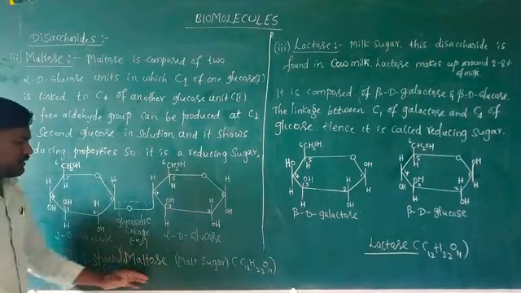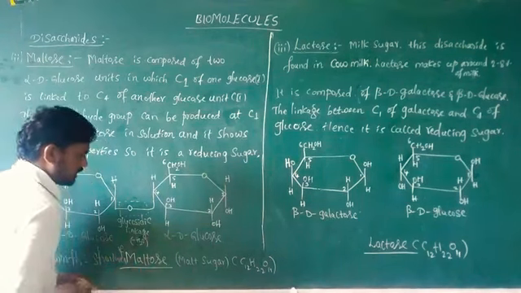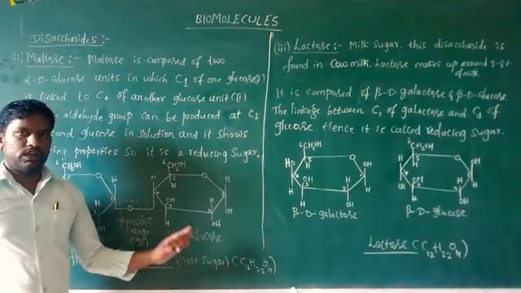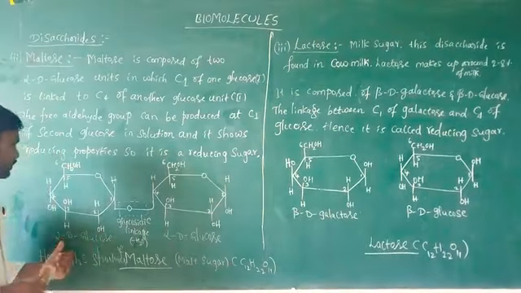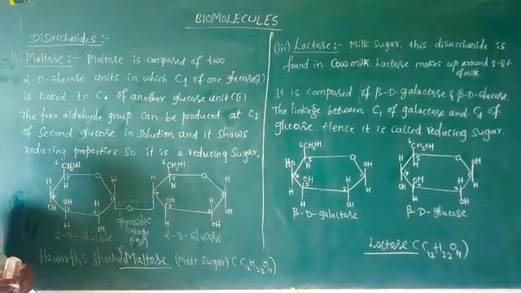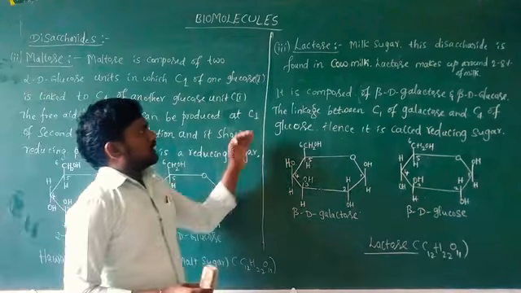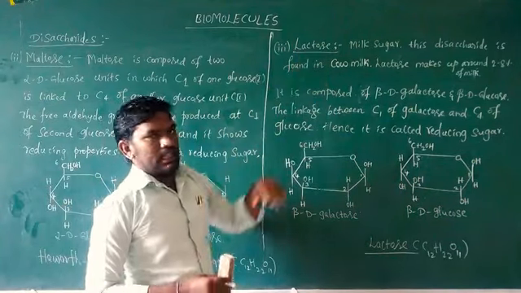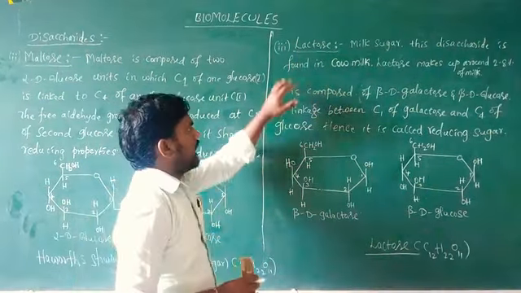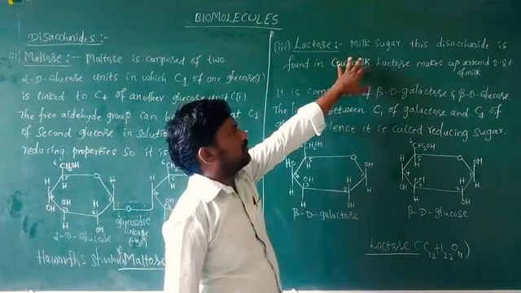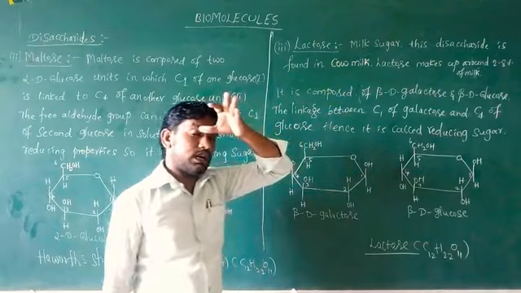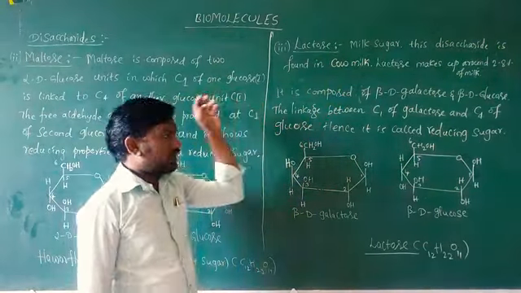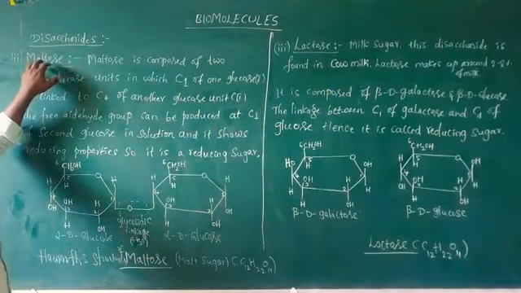This is maltose, commonly called malt sugar. What are the monosaccharides in malt sugar? Two alpha-D-glucose units. Like that, the third disaccharide is lactose. Lactose is commonly called milk sugar, just as sucrose is called table sugar and maltose is called malt sugar.